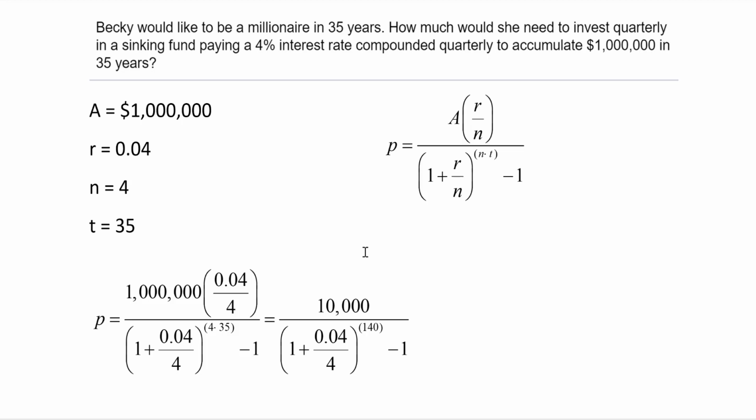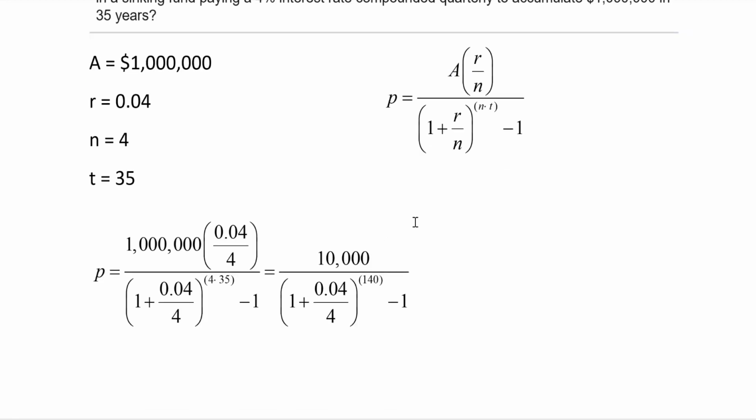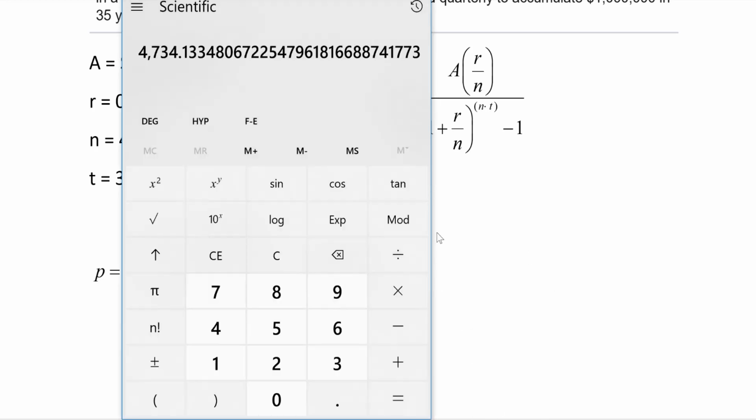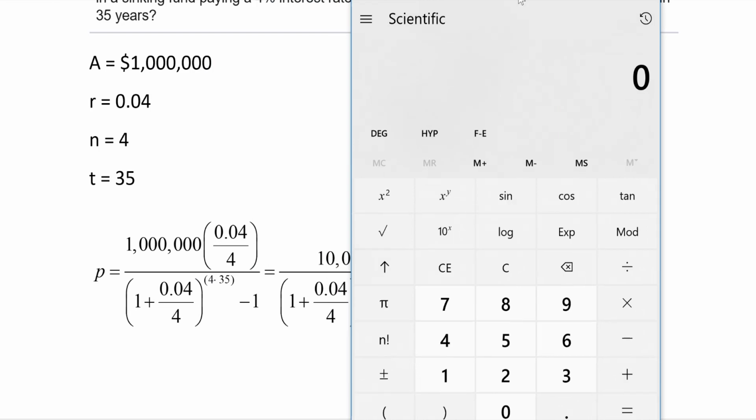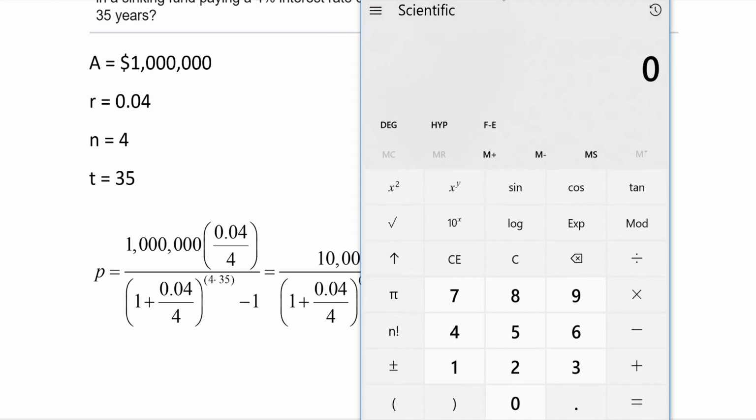And here's the sinking fund formula, and I went ahead and entered the numbers in down below, and I simplified the numerator. 1 million times 0.04 divided by 4 gives me 10,000, and in the denominator I simplified the exponent. So we're going to focus on simplifying the denominator first. We're going to start in the denominator, and we've got the 0.04 divided by 4.